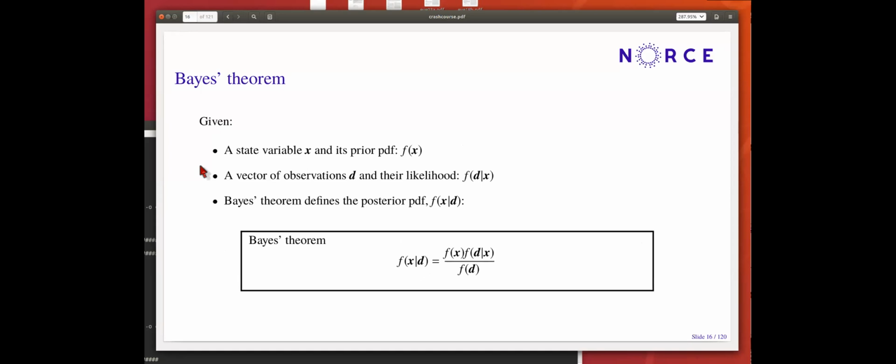So this is just the way we are writing Bayes' theorem, where we have a state variable X, which can have a high dimension, if you like. So we have a prior probability of our state variable X, and we have a vector of measurements D, which are described by their likelihood function. And then Bayes' theorem is basically written in this form. And I'm using D for measurements and X for the state variable throughout the presentation.